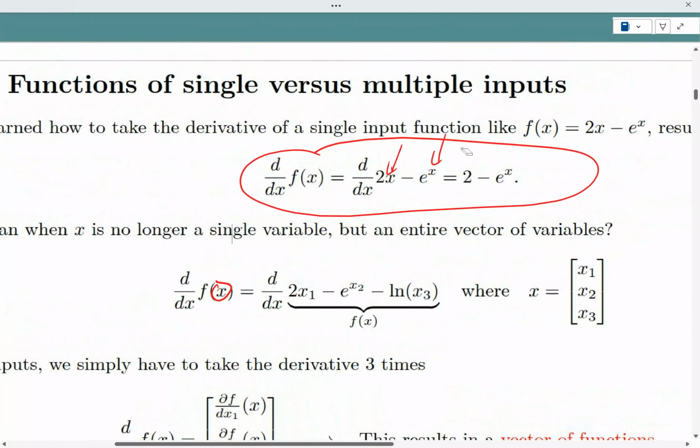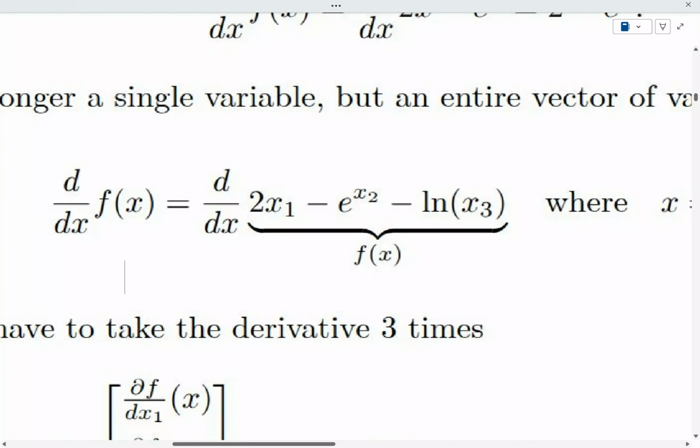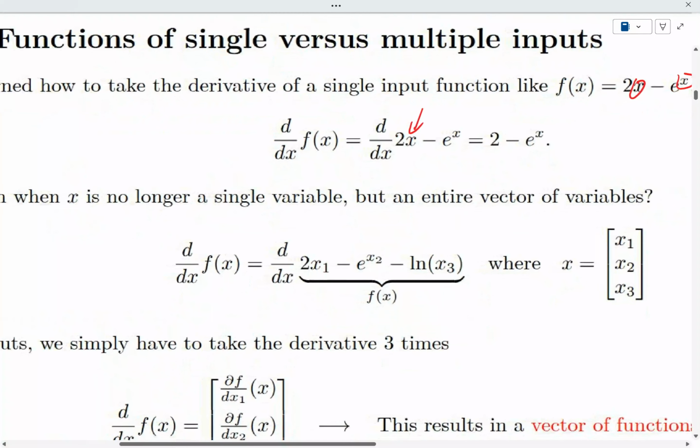But when we make it more complicated, where x is no longer a variable, it's a vector, what does that mean when you are being asked to take the derivative of a function where the input is a vector? Well, in that case, the function looks slightly different. In this particular case, x is a vector of three variables, x1, x2, x3, so three inputs and then a single output. So this is what that means.